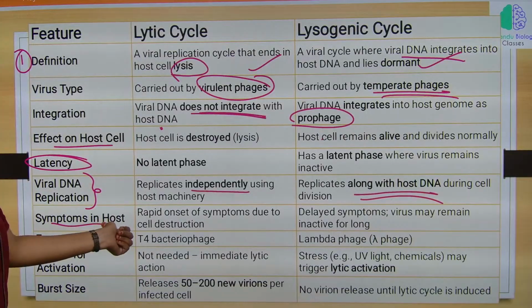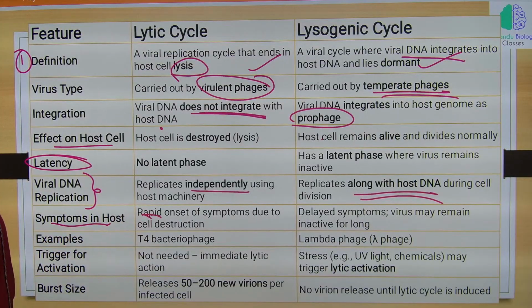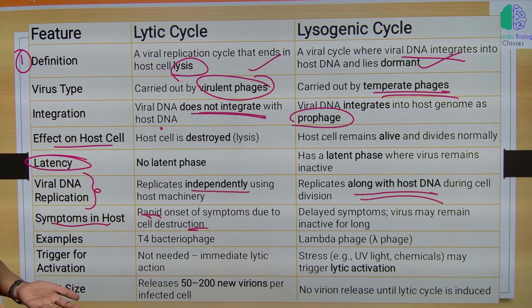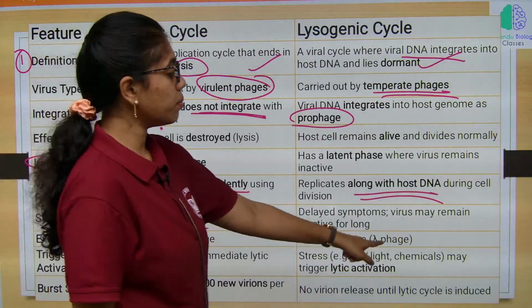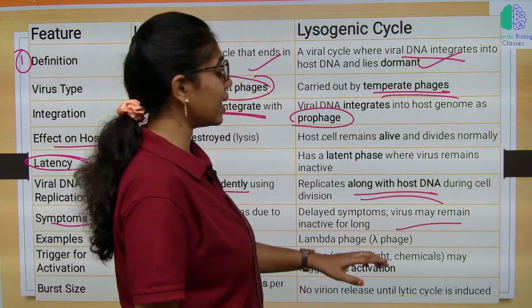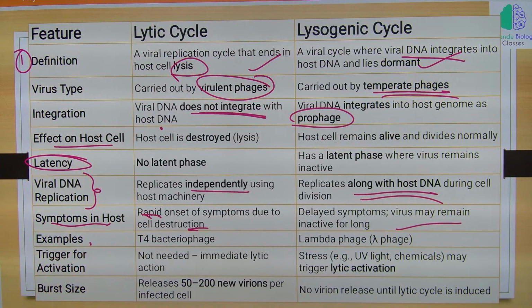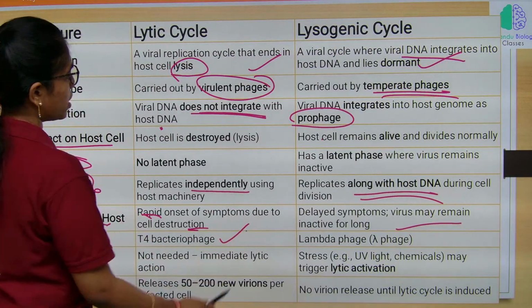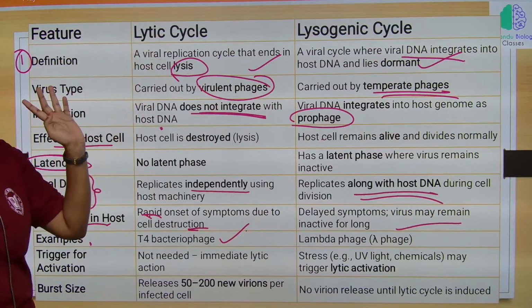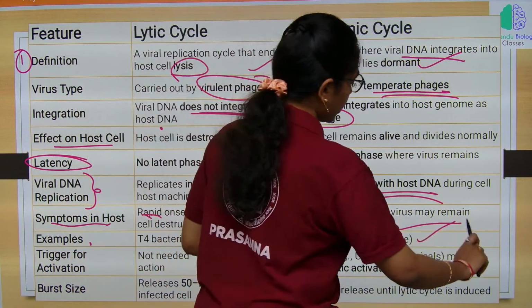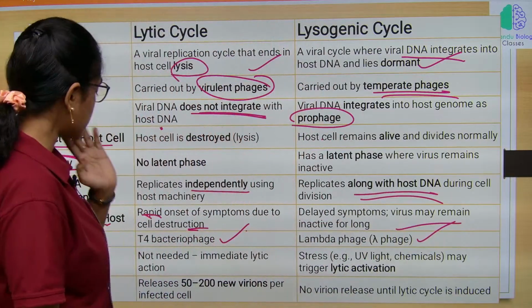And then symptoms in the host: rapid onset of the symptoms due to cell destruction. As the bacterial cell is destroyed, the symptoms appear very soon, but here there are delayed symptoms where the virus may remain inactive for a long time. Examples: the best example is T4 bacteriophage, virulent phages come under the lytic cycle. Here lambda phage, lambda phages come under the lysogenic cycle.